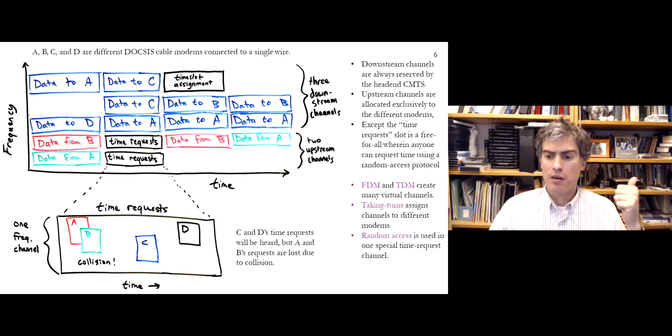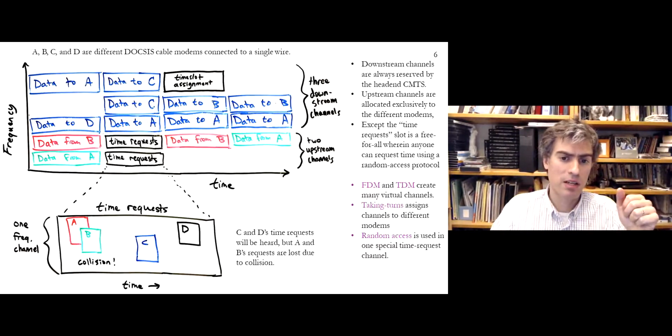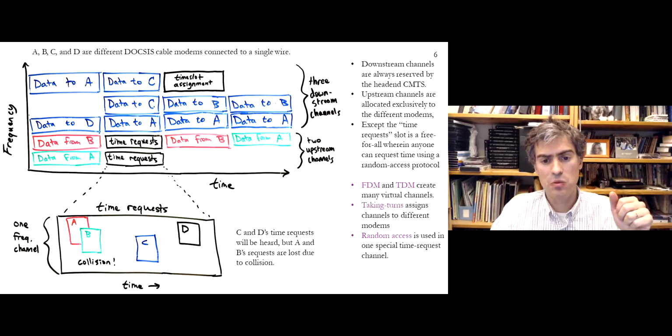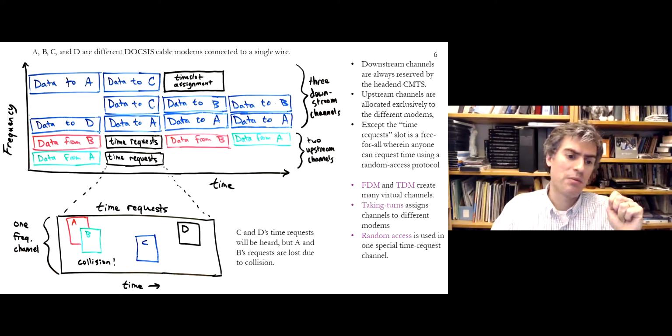Right, so again, frequency division multiplexing by having 5 frequency channels and 1 physical channel. Time division multiplexing by having different time slots that are allocated. Taking turns in that this time slot assignment from the central CMTS tells the different cable modems when they can talk on the upstream channels. And during those time periods, there's no collision, right? Because they're explicitly assigned to talk. And then finally, random access happens in these special time request windows on the upstream channels where the different cable modems can request future time slots for uploading data.